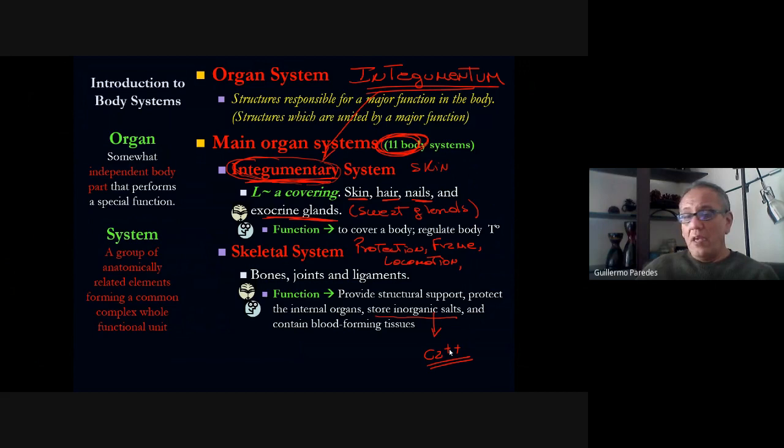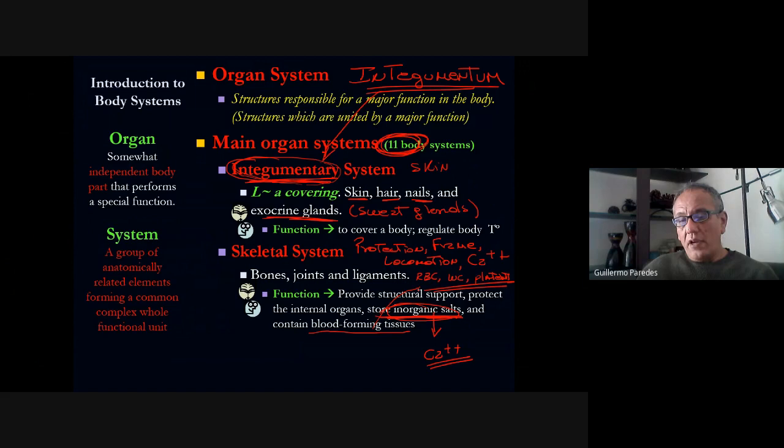Calcium is not just for bones. We will talk about that another time. Bones are a source of calcium, which is called the store of inorganic salts. Just remember, it's a mineral. Calcium is a mineral. And the other thing is that bones are the place where they form the red blood cells, the white cells, and the platelets. So the bones contain blood-forming tissues. What are the blood-forming tissues? The red blood cells, the white cells, and the platelets.